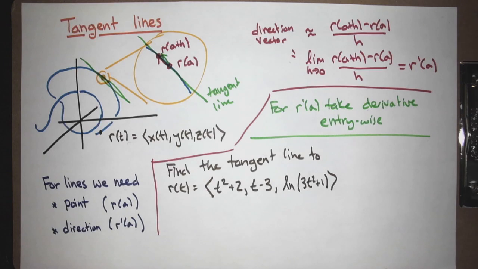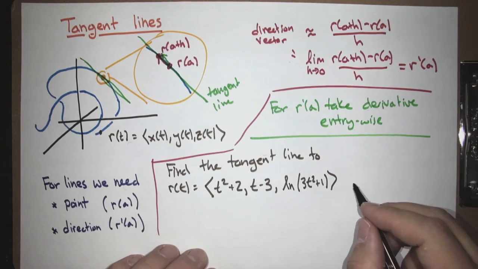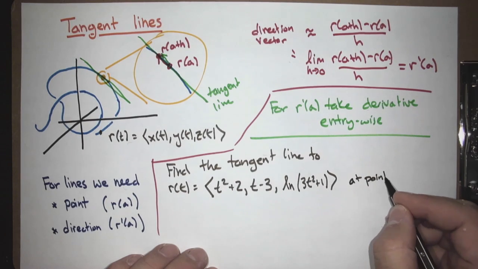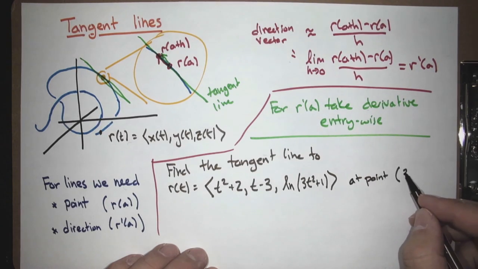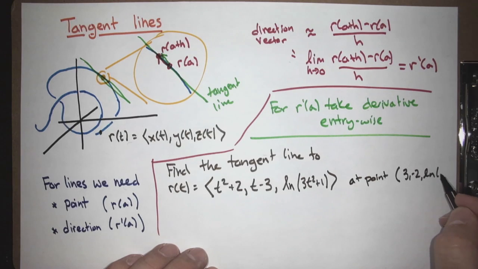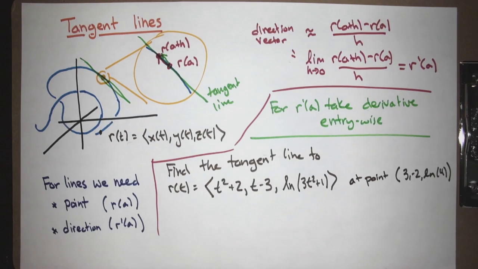Now, what else do we need to know about finding the tangent line? You have the curve. What else do you need to know? You need to know at what point. And points are given either explicitly as points or as time. Hopefully they give you as time, especially in a case like this. But let's suppose they gave it to us as a point, and let's see if we could crack their code. At the point (3, negative 2, log of 4), if they gave it to us like this, which is fine, what would we need to do?